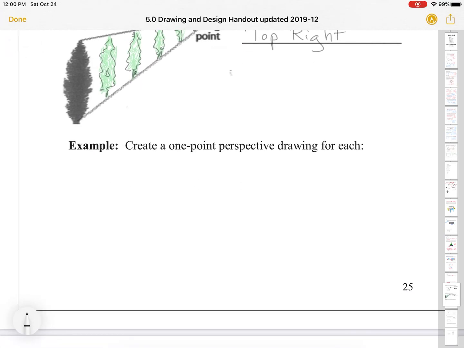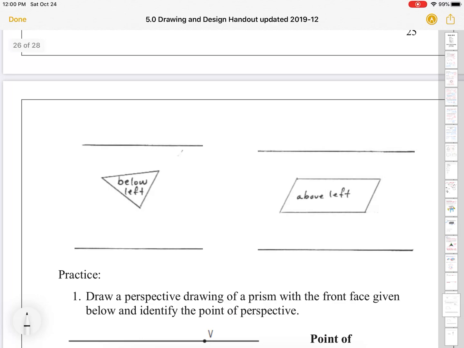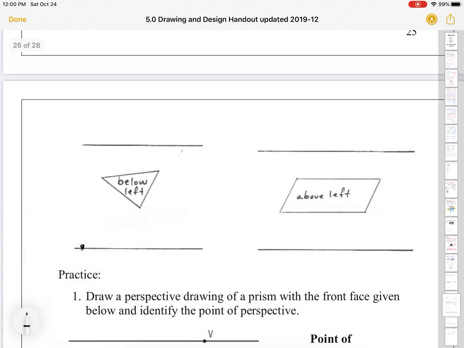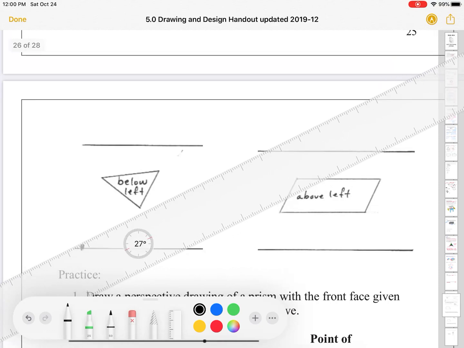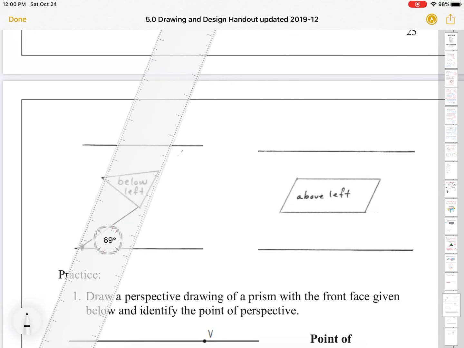Example. Create a 1-point perspective drawing for each. Oh, that went to the next page, sorry. Below left, so this is our sketch. To find below left, we pick a point that is below the object to the left, right? So to the left, and we'll get our ruler. So this is to the left of the object and it is below the object.